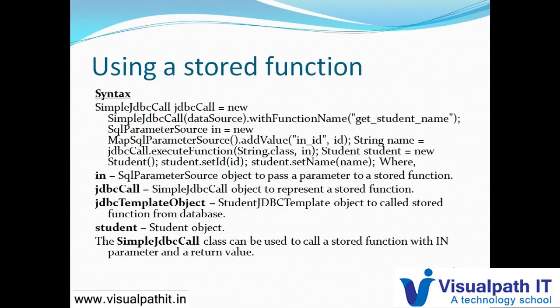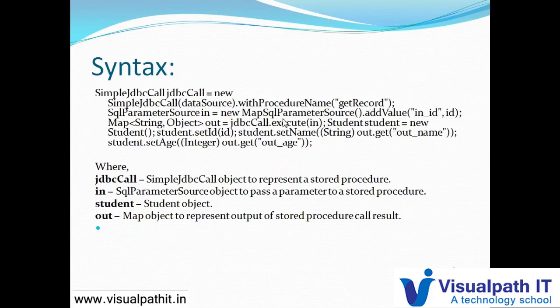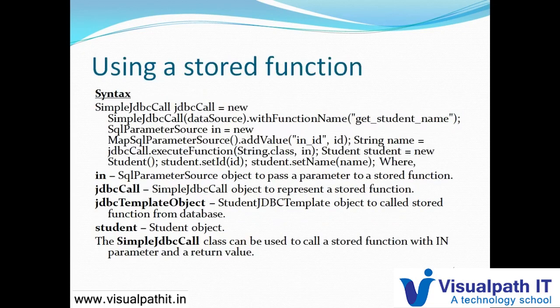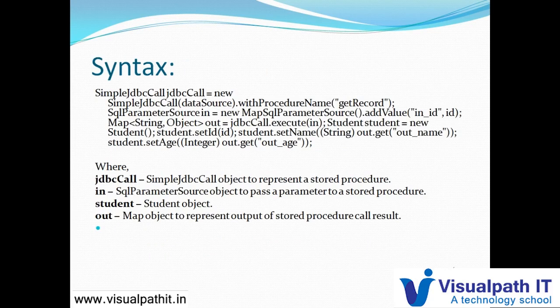So now let's see how to use a stored function in this case. See, here we have withFunctionName. Previously we had withProcedureName, the stored procedure name. Here it is with the function name. Apart from that, all other parameters are similar to using the stored procedure. In parameter, again, is an object to pass the parameter. Now let's discuss in detail the calling of the stored procedure and the stored function by using the SimpleJdbcCall class.